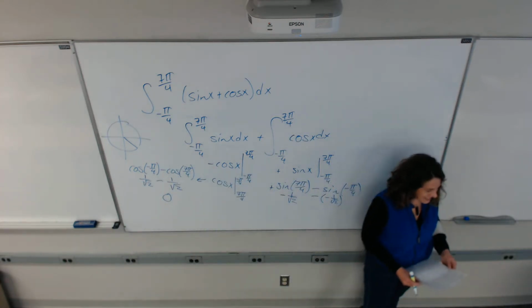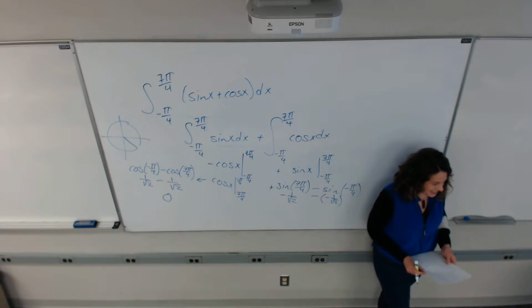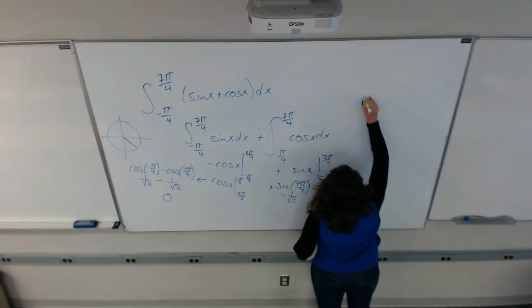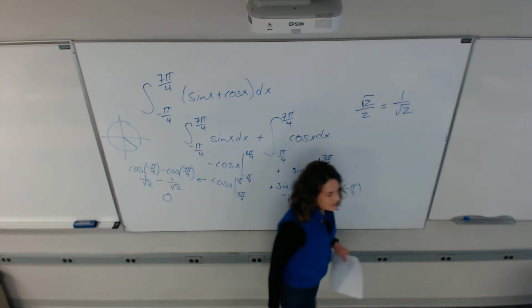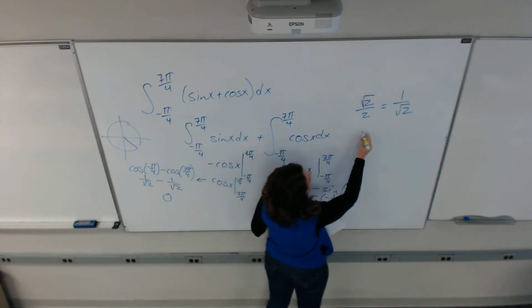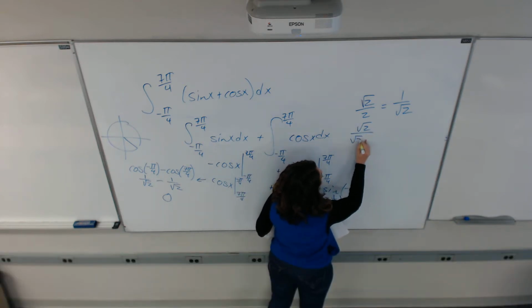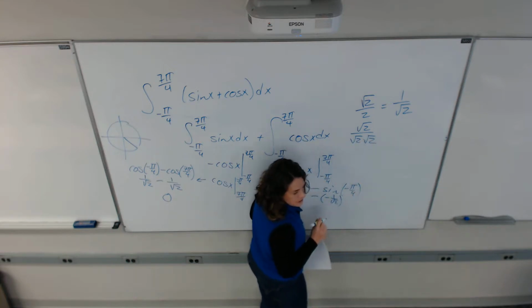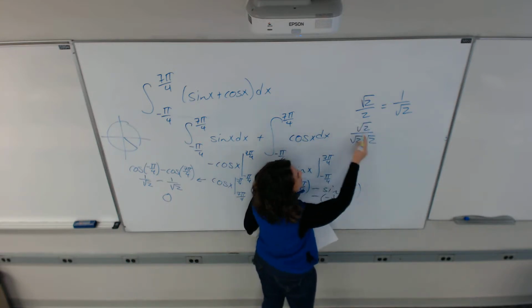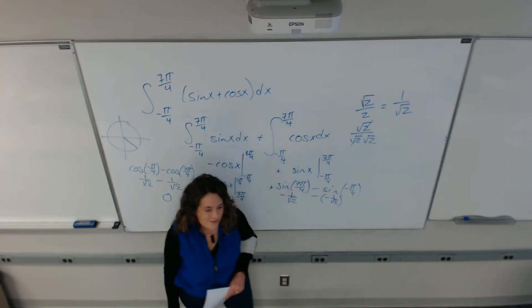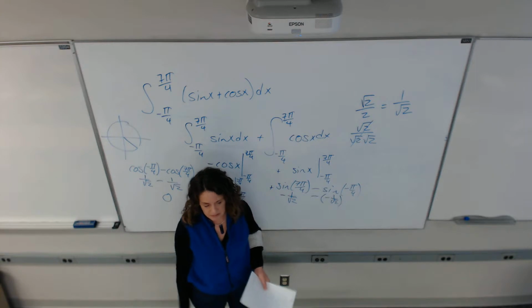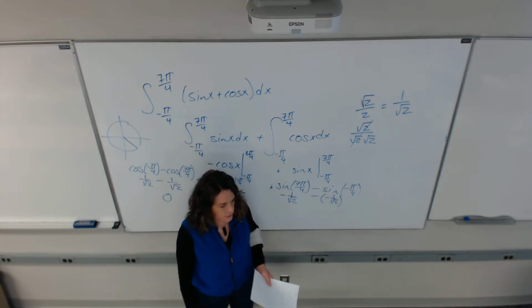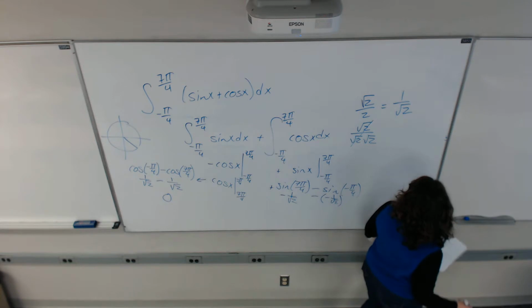Anthony? On my table it says that 7 pi over 4 is the square root of 2 over 2. It is the same. So square root of 2 over 2 is equal to 1 over the square root of 2. Because you can think of the 2 as the square root of 2 times the square root of 2. Right? Because that gives you a 2. And then one of those cancels. I prefer the 1 over square root of 2 form. But either one's fine. They're both good.